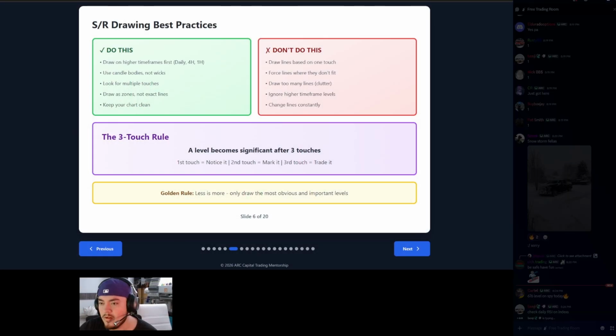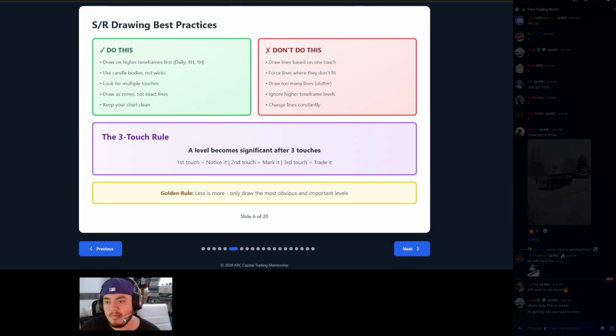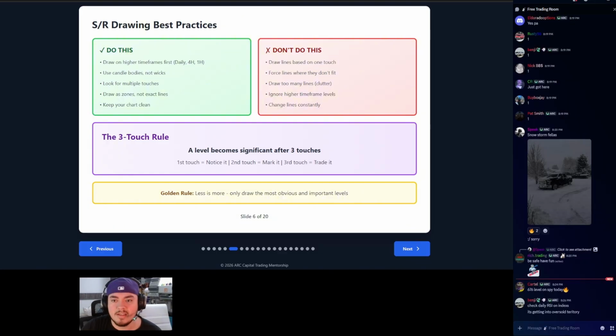100%. Beautiful. Also, even on Tesla today, we saw that we used that 400 level as a level of support. How many times have we seen Tesla come down to 400, and by the end of the day, it's trading back above it? So, the golden rule, less is more. Only draw the most obvious and important levels. The last thing you want, once again, is clutter on your screen. You don't want to confuse yourself as a beginner.